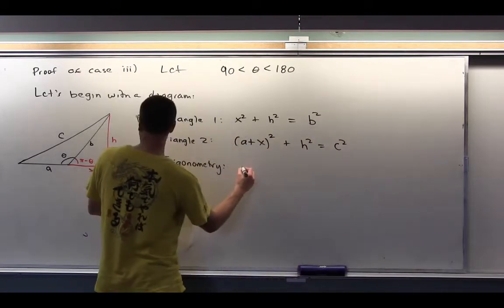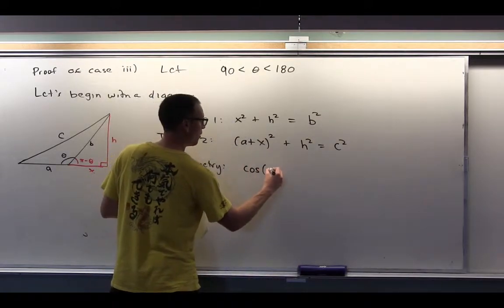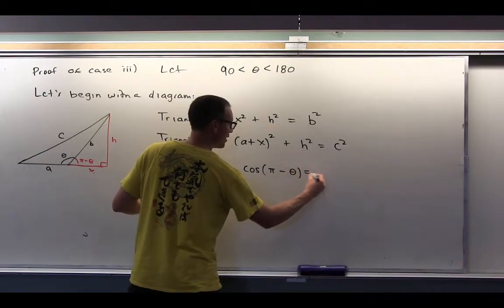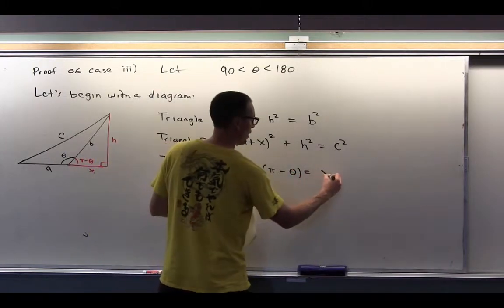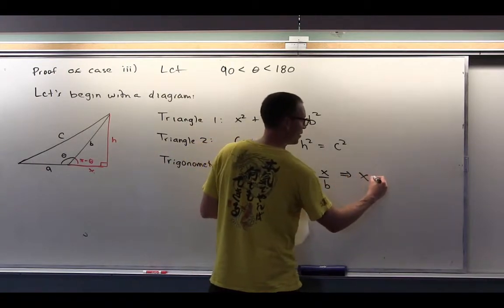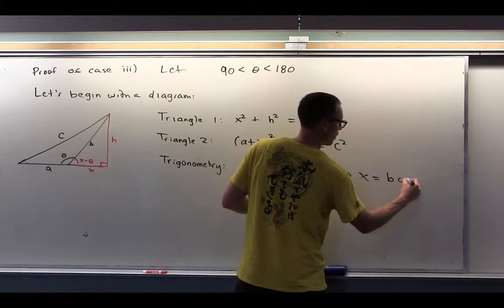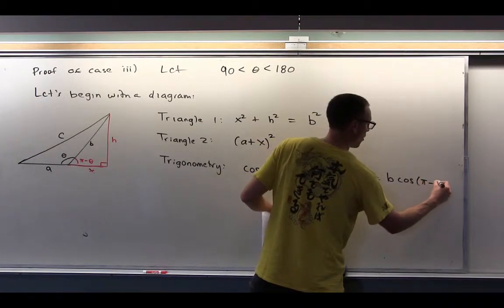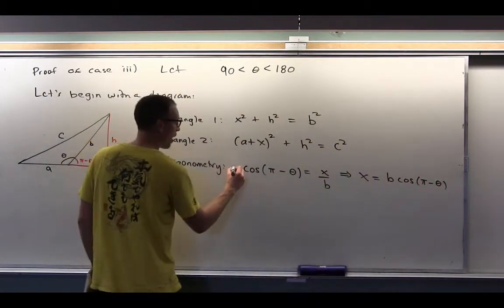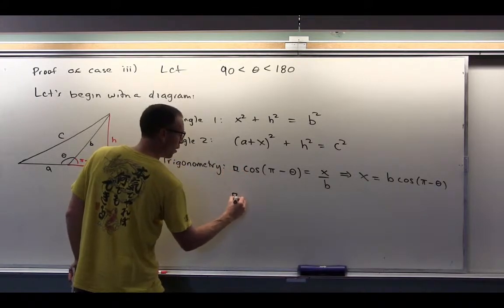Okay. Cosine of pi minus theta is equal to what? X over b. What would that immediately imply about x? That's equal to b times cosine of pi minus theta. Now I need to do some work. This is not the only trigonometric fact that I have to be aware of here.